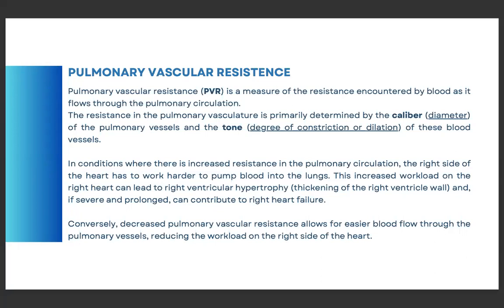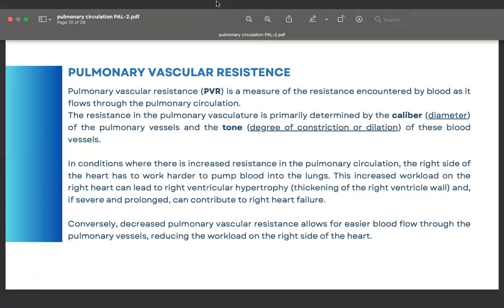Conversely, decreased pulmonary vascular resistance allows for easier blood flow through the pulmonary vessels, reducing the workload on the right side of the heart. So, on the flip side, decreased pulmonary vascular resistance is a good thing. It means that the blood can flow more easily through the pulmonary vessels, reducing the workload on the right side of the heart.